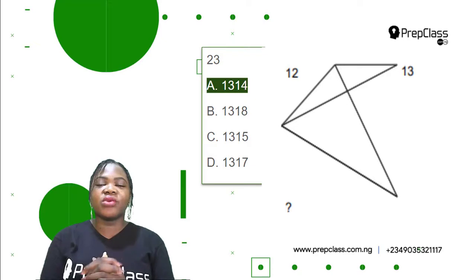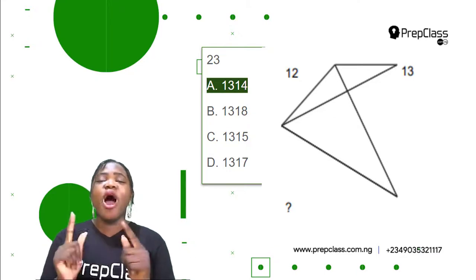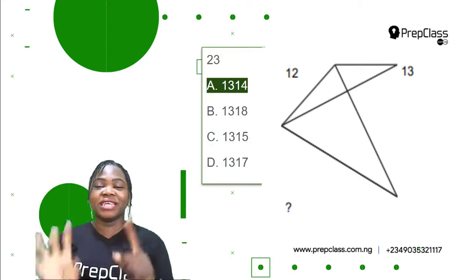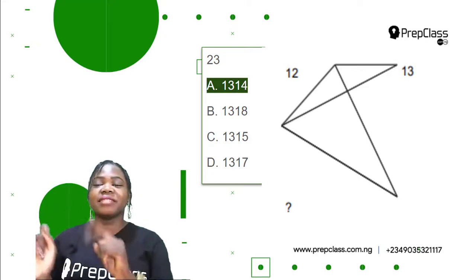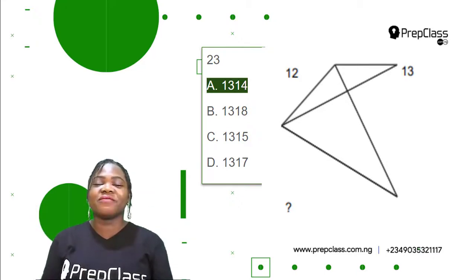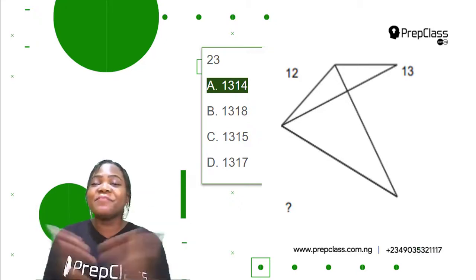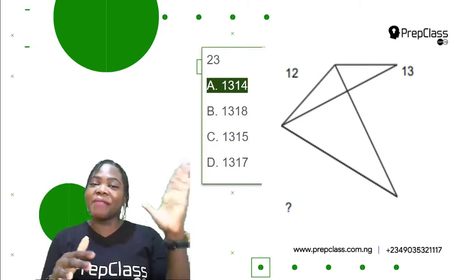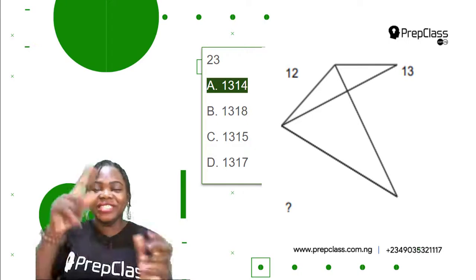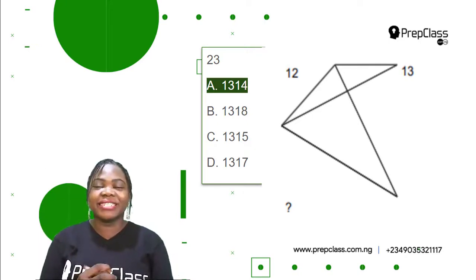So which of the options is correct? A is 1314, B is 1318, C is 1315, D is 1317. Of course, the correct option is A, 1314. 12 plus 1 is 13, 13 plus 1 is 14. Combine it together, you get 1314. As simple as eating bread and butter. When you combine bread and butter, that's easy, right? Okay, so check. A is the correct answer.